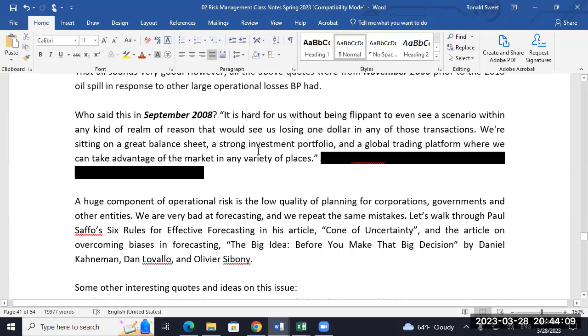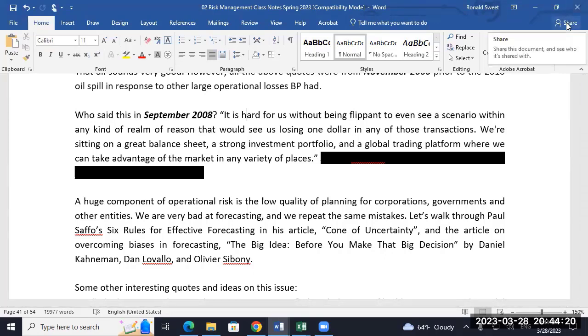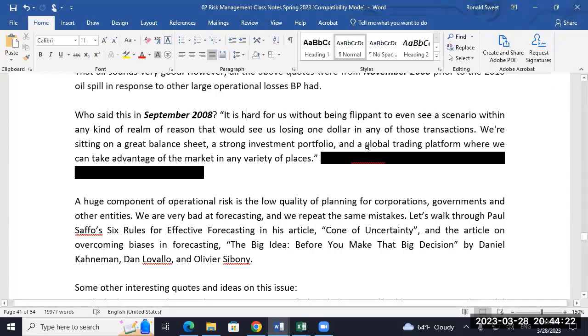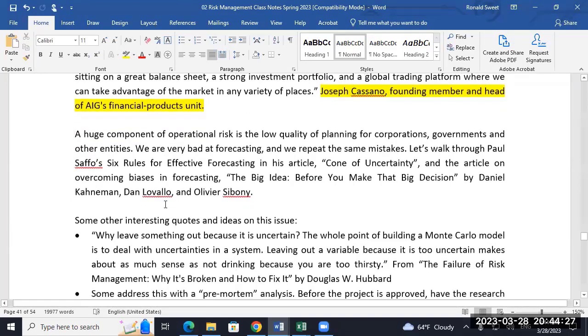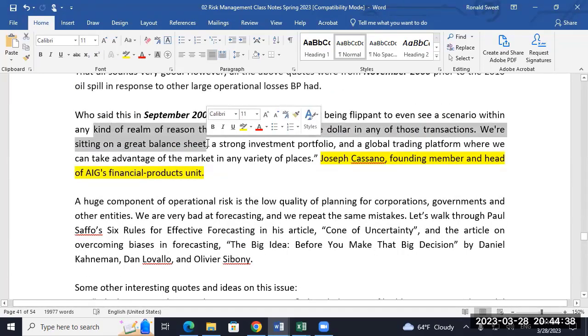Any guesses on who said that? Not Lehman, but you're in the right category. Not Merrill. No, Bear was February. So AIG. Now this guy, Joseph Cassano, you can look him up. This is a very smart guy, very quantitative, he understands these trends. This wasn't a guy who had other people doing these transactions. He understood them, but he missed the entire thing.